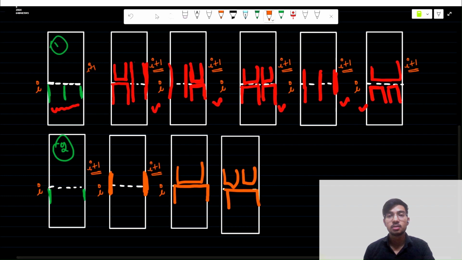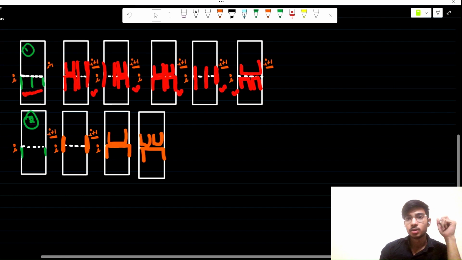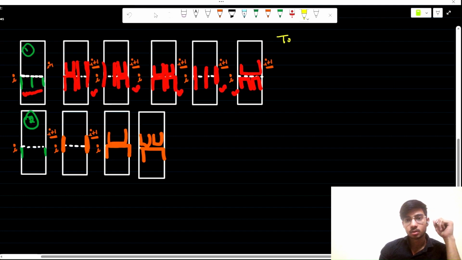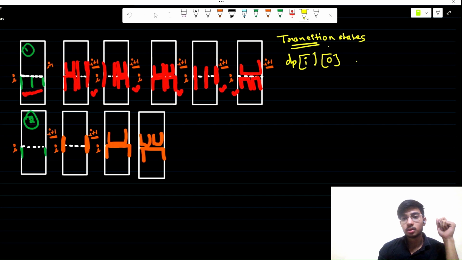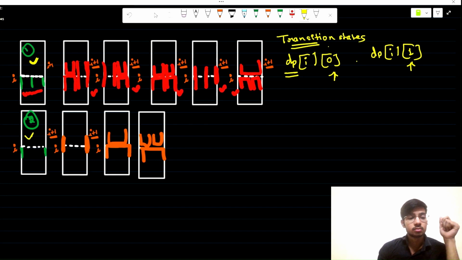So with the help of these observations, let's try to write the transition states. Let's say what dp of I0 represents, or dp of I1 represents. This represents the block of width 1 trying to extend, and the block of width 2 trying to extend, right? This represents width 1. This represents width 2 trying to extend.